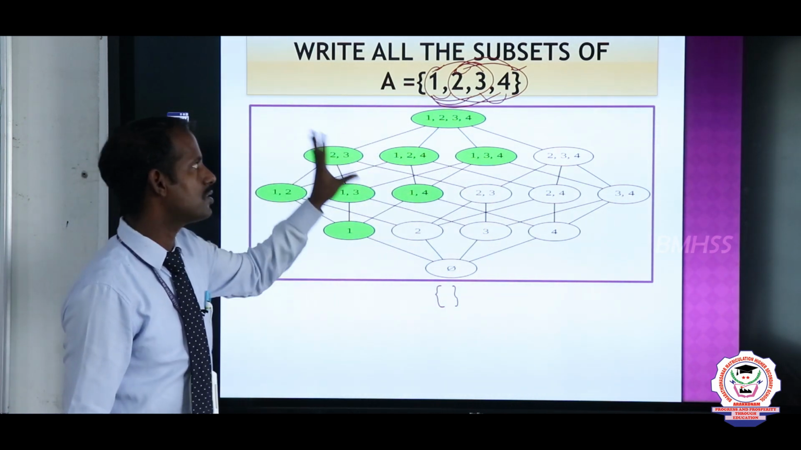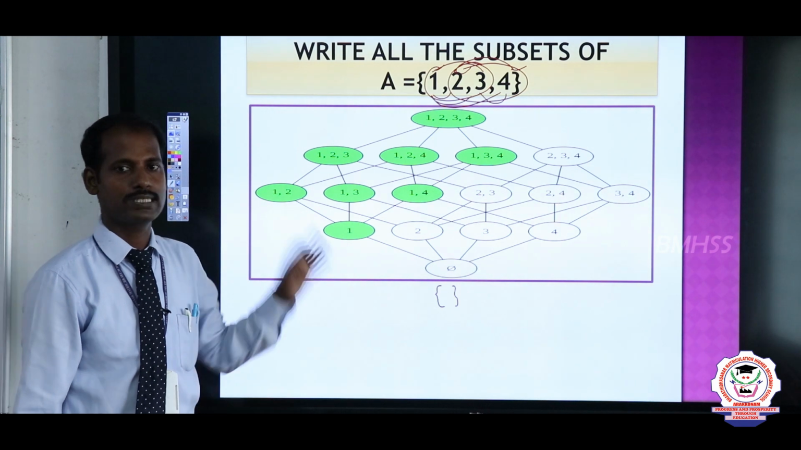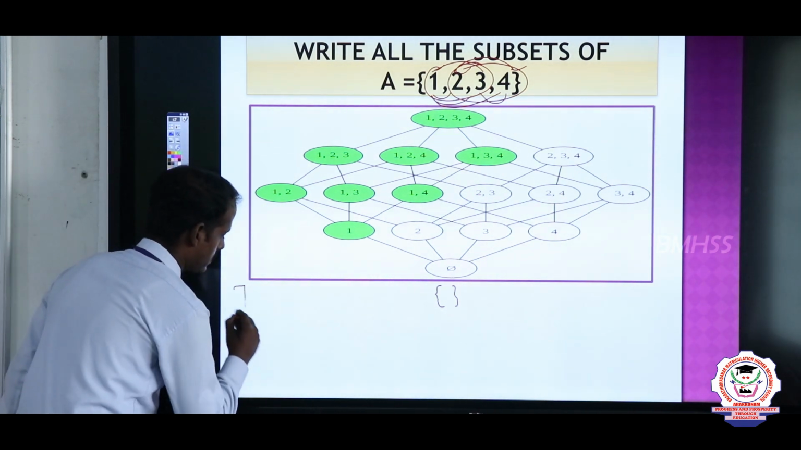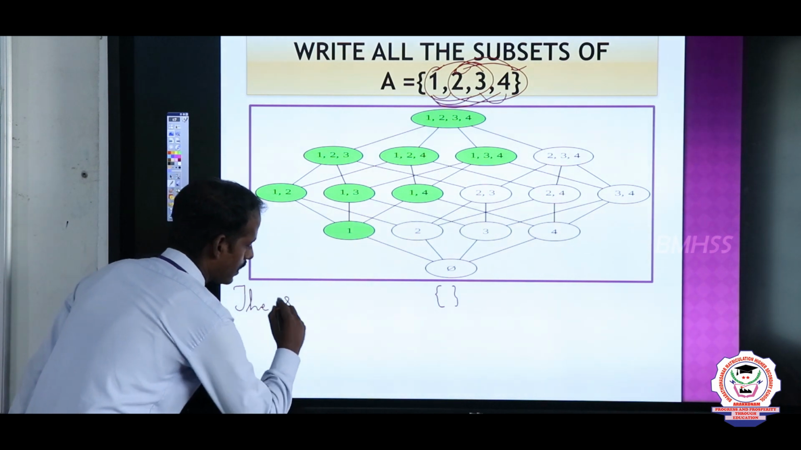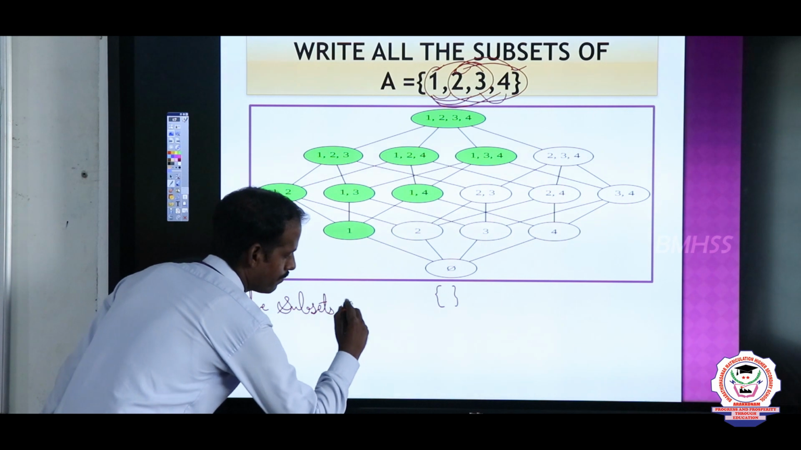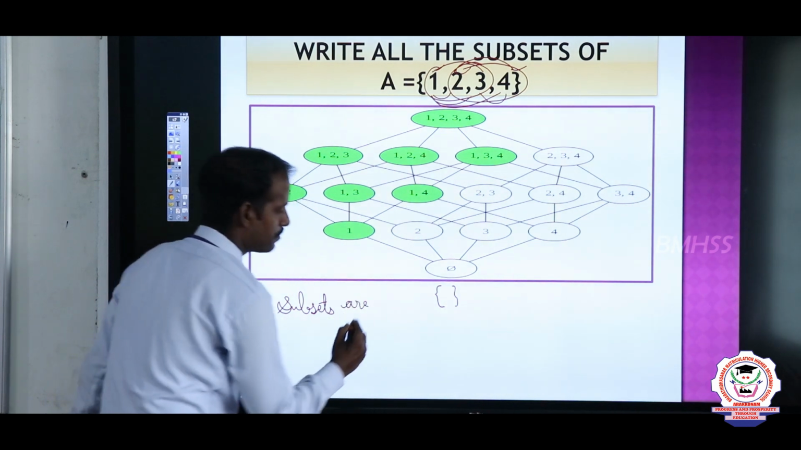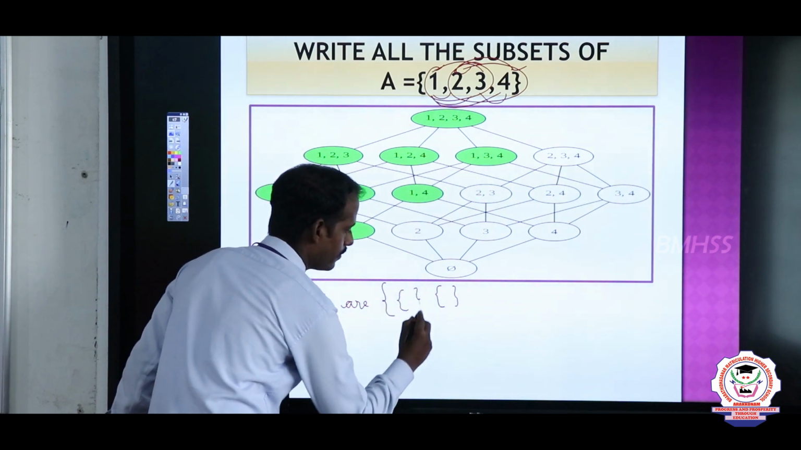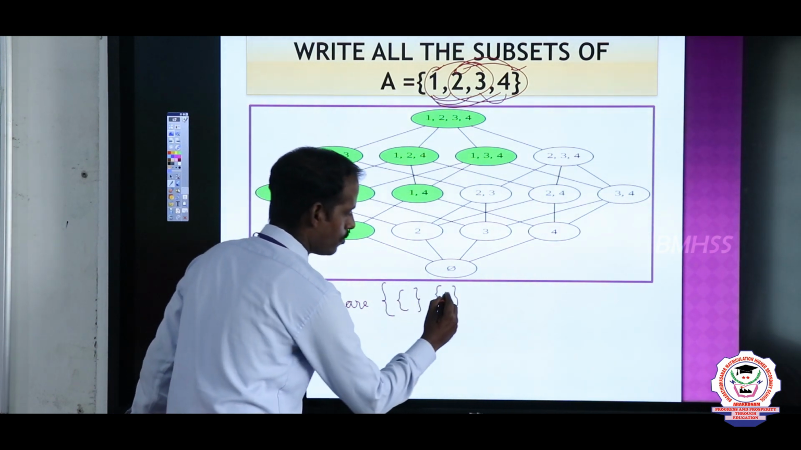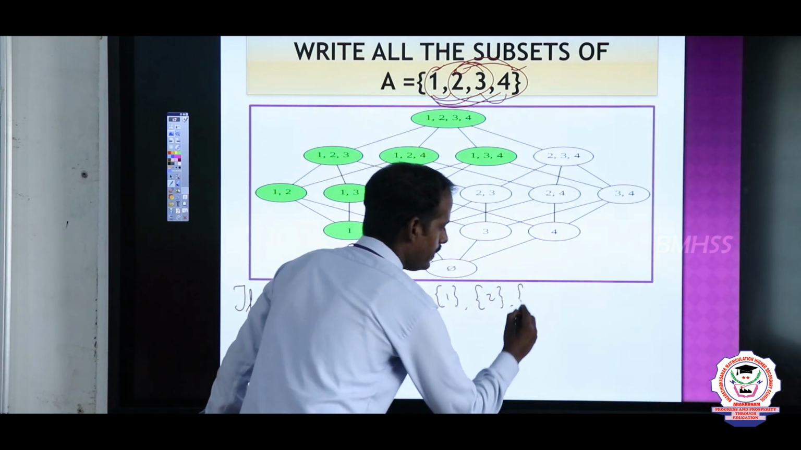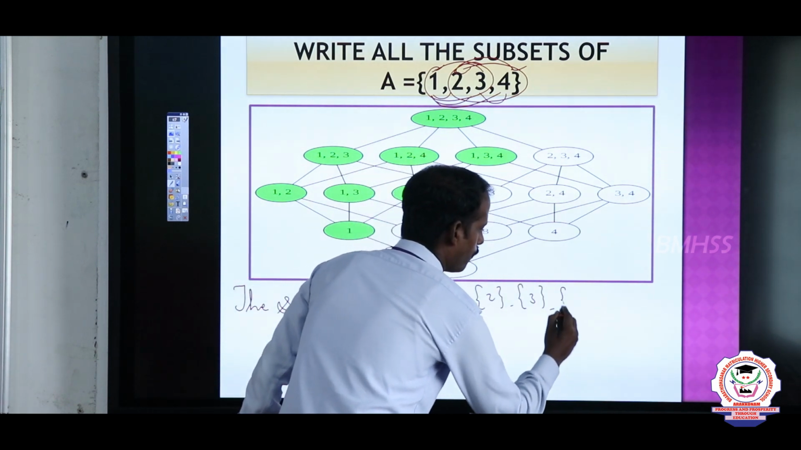These are all the possible subsets of the set {1, 2, 3, 4}. So first I will write the subsets. The first possibility is the null set. Next {1}, {2}, {3}, {4}.